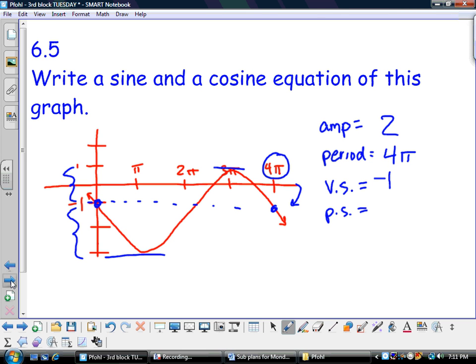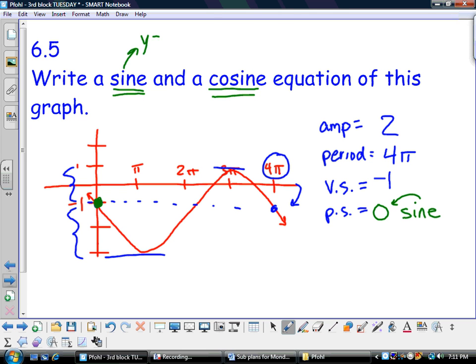The phase shift is going to depend on whether it's a sine or a cosine equation. Let's first take a look at this graph. This graph starts at 0. Which usually starts at 0, sine or cosine? Sine usually starts at 0. So if we're writing an equation for a sine function, the phase shift would be 0. We'll talk about what the phase shift will be for the cosine graph in a minute. But let's start by using this information and writing the sine equation.